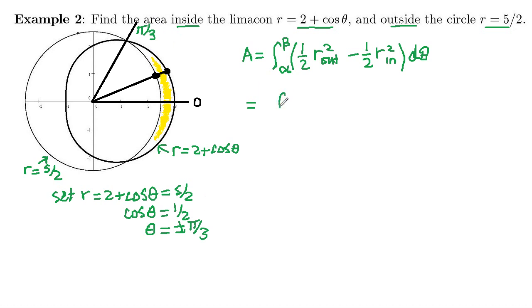So we're going to do an integral from 0 to pi/3, and we're going to double it. So 0 to pi/3 finds this part, double it to get the whole thing. And this is going to be 1/2 of our outer radius squared. Outer is on the limaçon, 2 plus cos theta, squared, minus our inner squared. Our inner endpoint is here on the circle, 5/2. So minus 1/2 times 5/2 squared d theta.